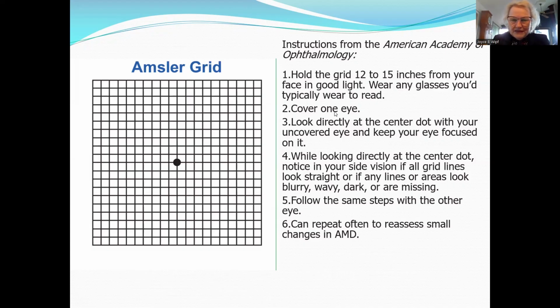So with the grid, with each eye, hold the grid 12 to 15 inches from your face, this is instruction to patients, in good light, wear any glasses you typically wear to read, cover one eye, and then look directly at the center dot with the uncovered eye. And what you're looking to see is whether there is blurring of all of the squares of the Amsler grid and where those are. So are they blurry lines, wavy, dark, or missing? And then follow the same steps with the other eye, and then can periodically repeat this at home to reassess small changes in AMD.